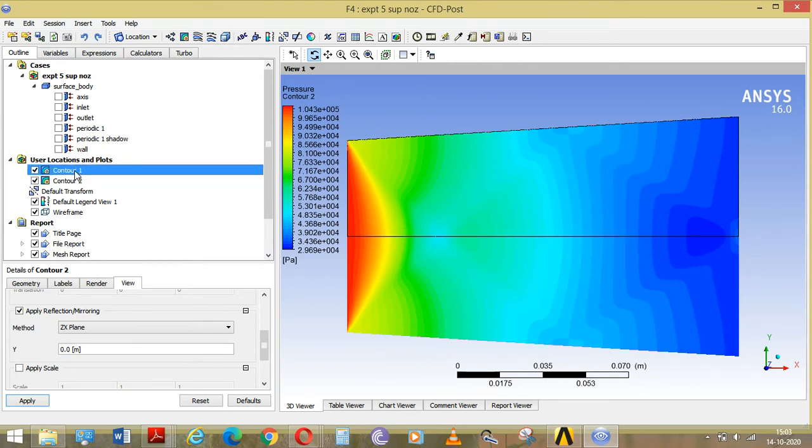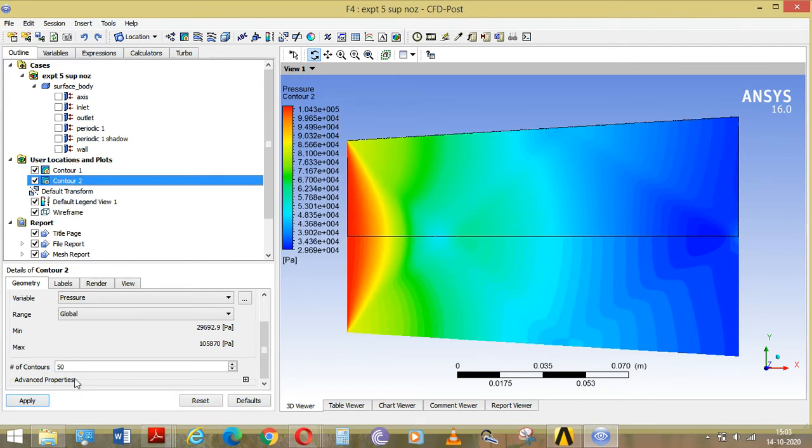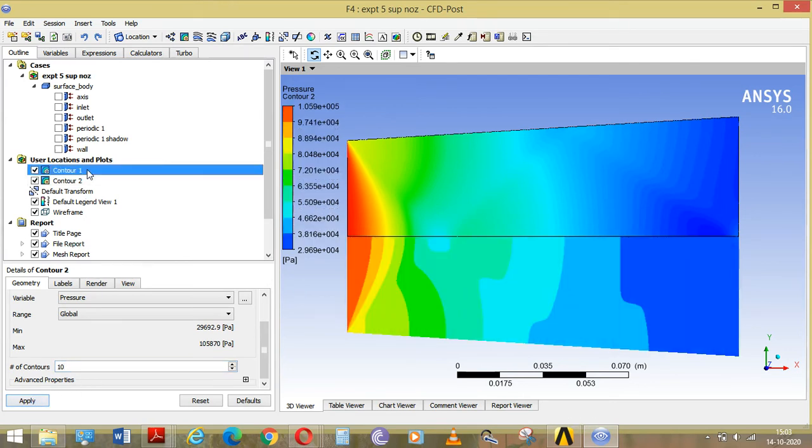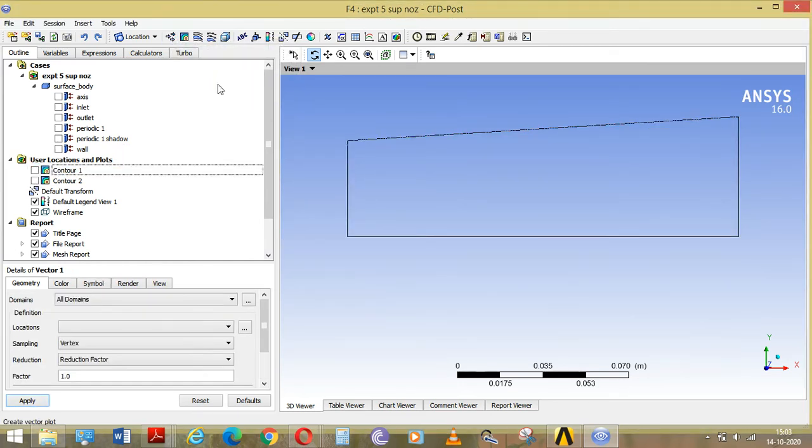Okay. So if you want to change the parameters in contour one, double click on contour one. I will increase to 100. So double click on 2. You have to keep both same. Okay. Now before going back, you reduce the number of contours and go back. I'll switch off. I want to see how the vectors look.